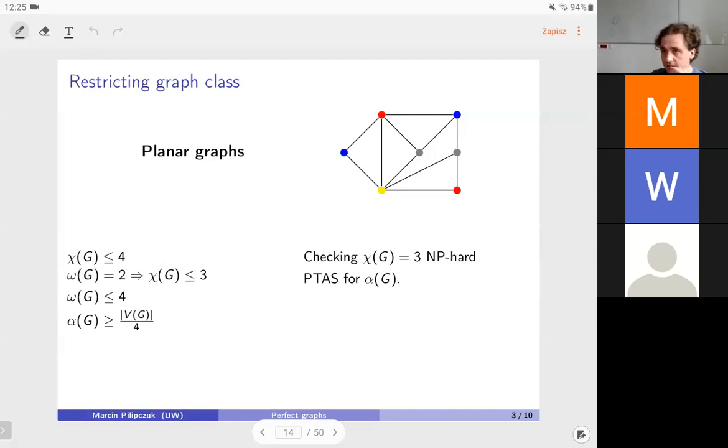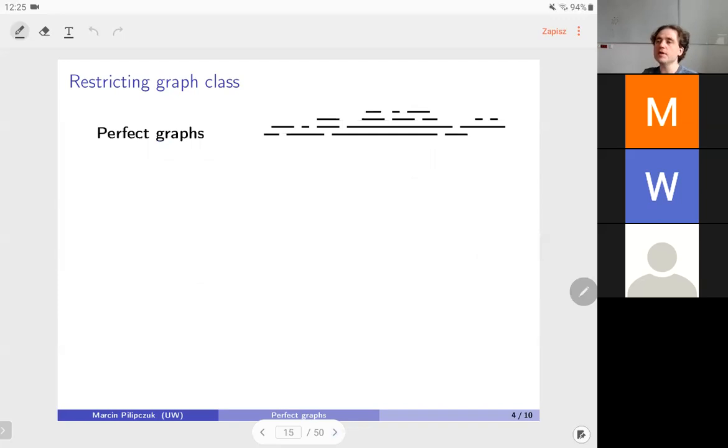Okay, so this was a high-level recap of what we did last time. Now we are going to take a different restriction, a very perpendicular restriction to planar graphs. Namely, we'll be looking at perfect graphs. Here I draw an example of a perfect graph. We'll discuss later why this type of graph is perfect.